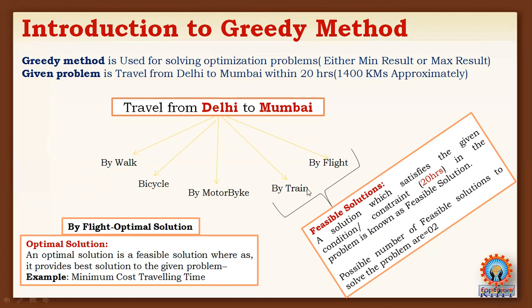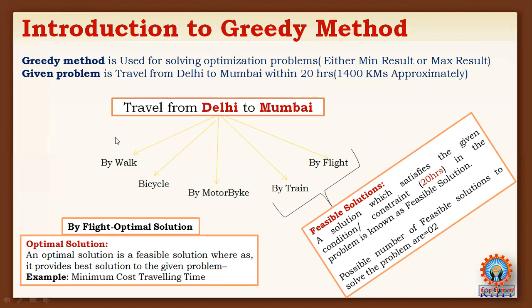He can move from the source to the destination by traveling by train. The person can also move from one place to another by flight. So friends, there are different choices: choice number one is by walk, choice number two by bicycle, choice number three by motorbike, choice number four is by train, choice number five is by flight. So the person can travel from Delhi to Mumbai in five different ways: by walk, by bicycle, by motorbike, by train, by flight. These five listed are considered as choices to solve the problem.